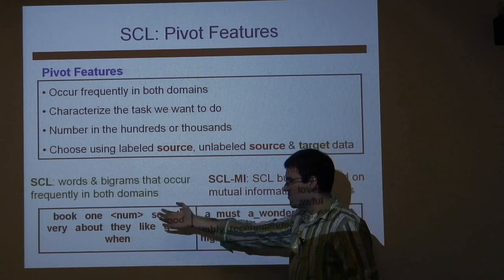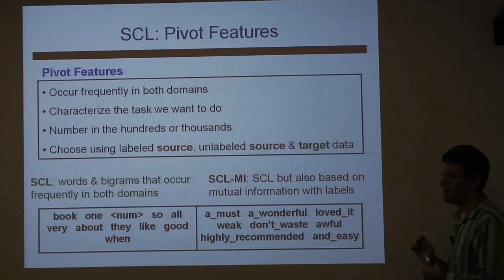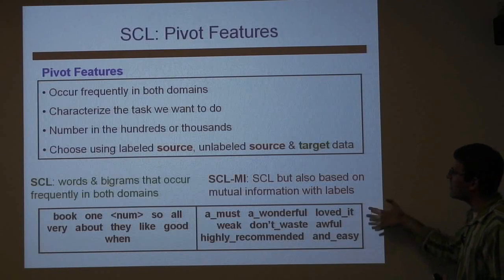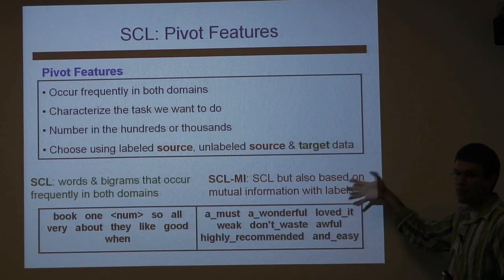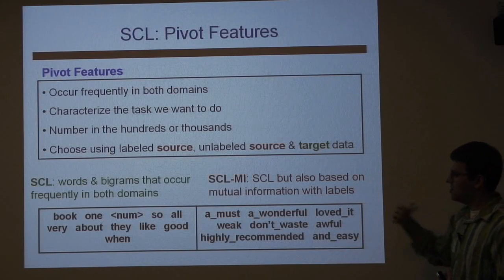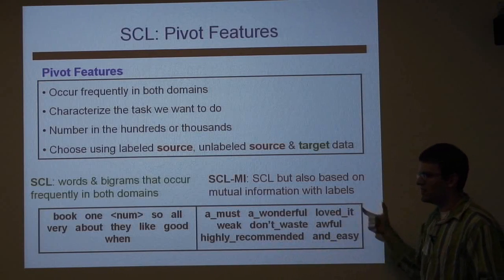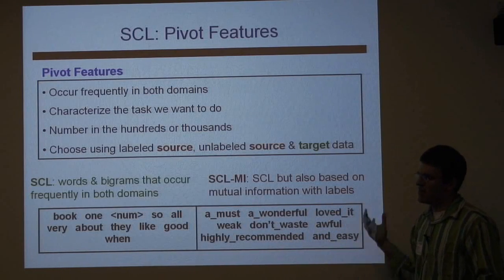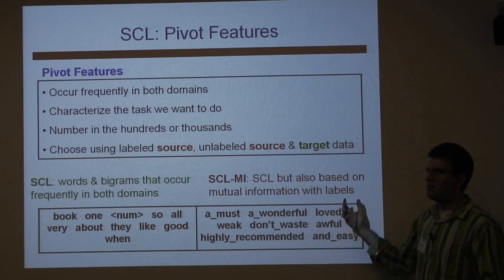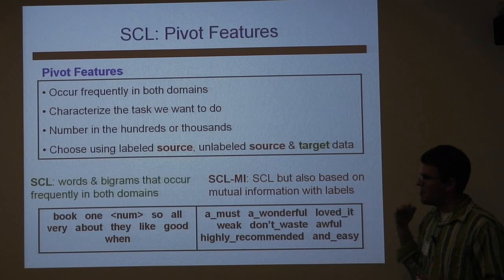So in the first case, you get words like one, about, when, probably not such great in terms of pivots. But in the second case, when you also include the mutual information from the labels you have in the source domain, you get ones that look much better, right? Highly recommended, awful, loved it. These pivots are things that, if you could model the co-occurrences well, you would assume that we might be able to do good classification. Okay.